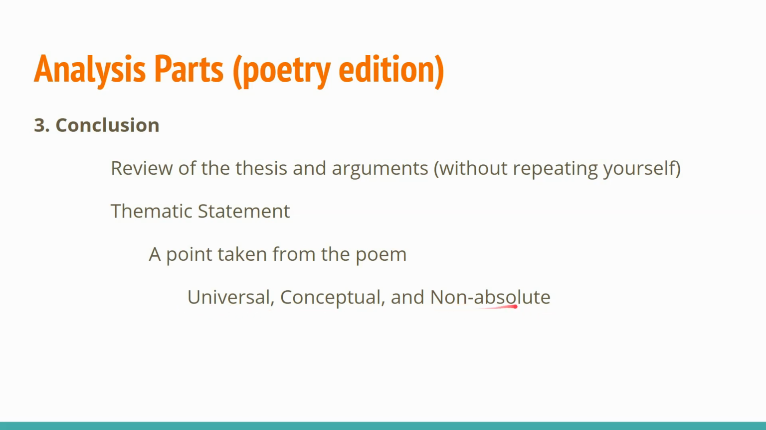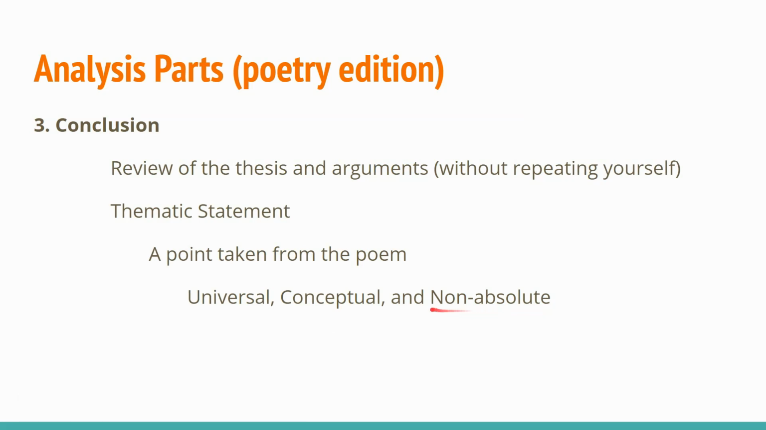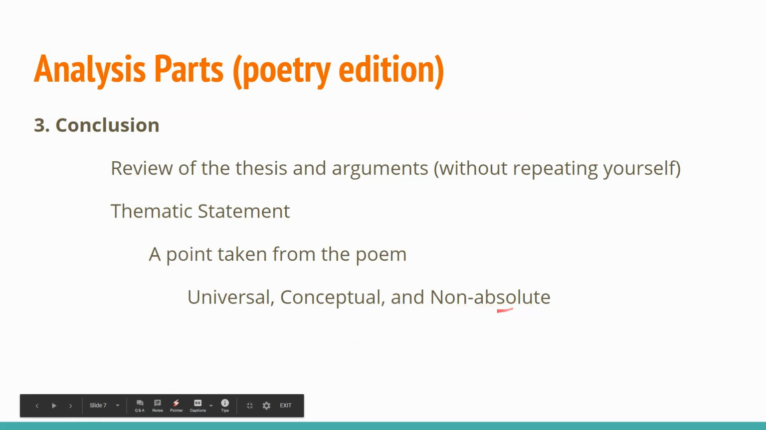And then it needs to be non-absolute. Non-absolute basically means that you don't want it to be a 100% always absolutely true statement. So you want to use words like some, sometimes, often, maybe, may, might, something like that, to show that this isn't always true, but it often is, or it sometimes is, or it might be. You want to avoid those absolute statements, because if they're untrue once, then they're untrue. You see how that works?